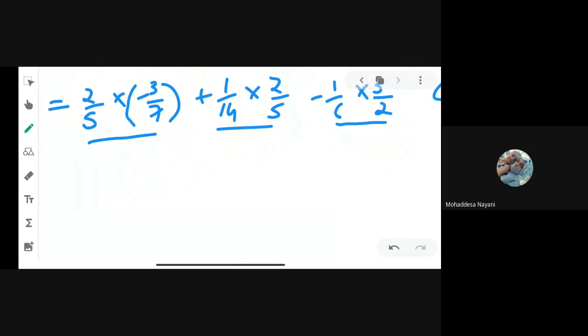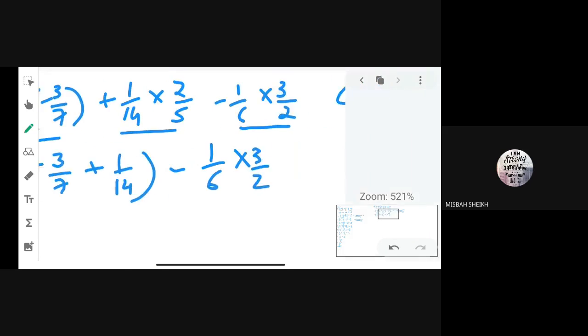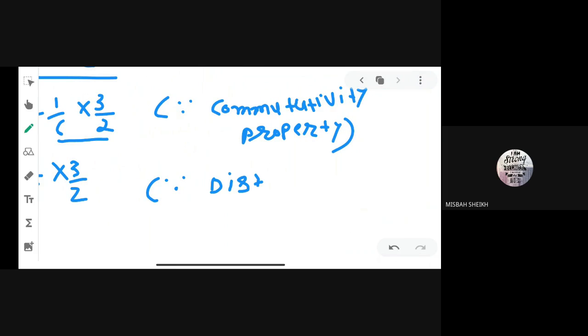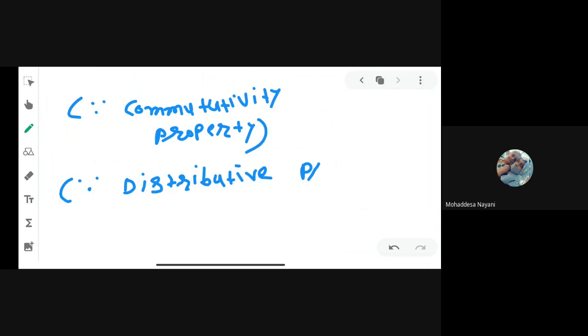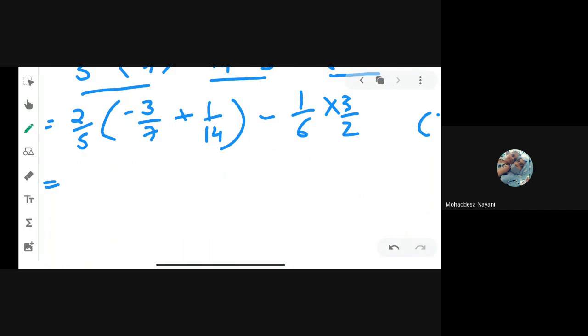Okay, now you can see. In the first and second terms, we have 2 by 5 as common. Minus 3 by 7 will be left and 1 by 14 will be left. Yes or no? Yes. And in the last, minus 1 by 6 into 3 by 2 will be left. Here we are using the distributive property. Clear all of you? Yes, sir.